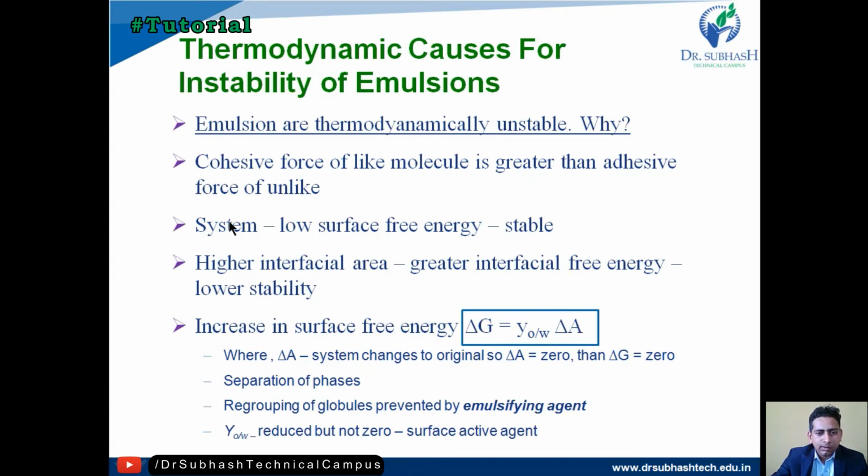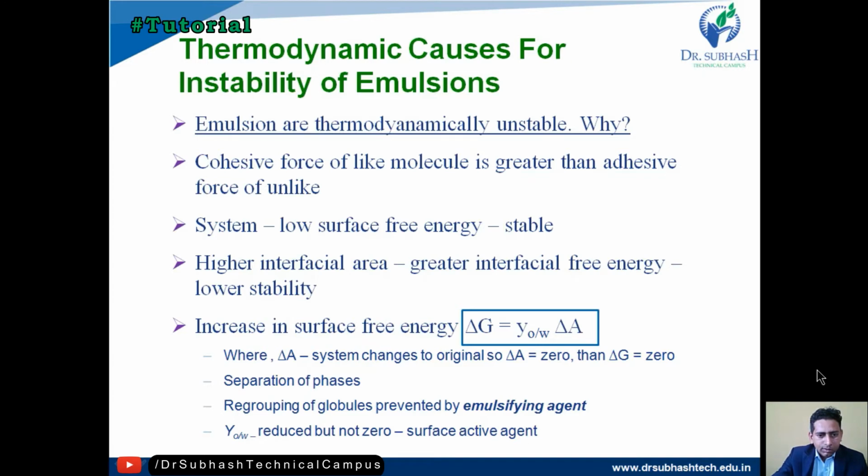But over here the system cannot change back to the original, so delta A cannot be 0. We cannot decrease the surface area totally, so delta A would never become 0. So delta G also cannot become 0. If it becomes 0, then there will be separation of phases, and the emulsion we prepared will come into an unstable condition.